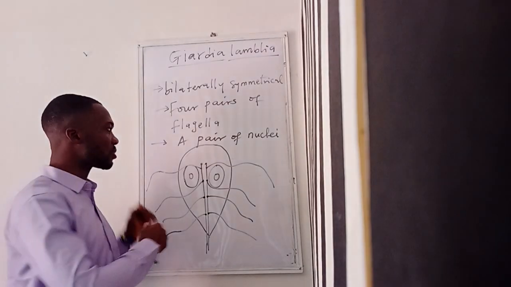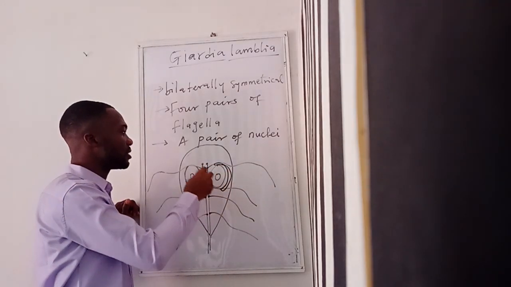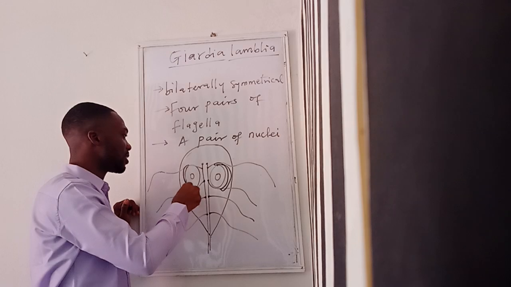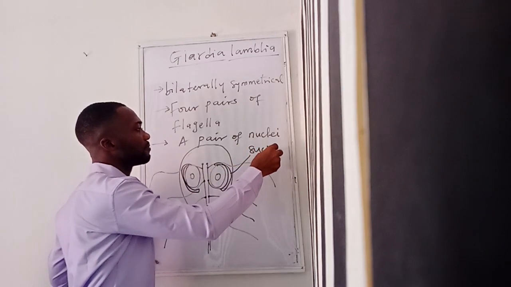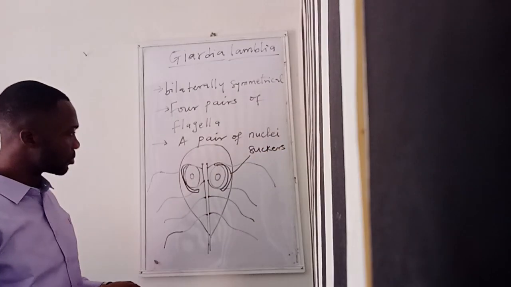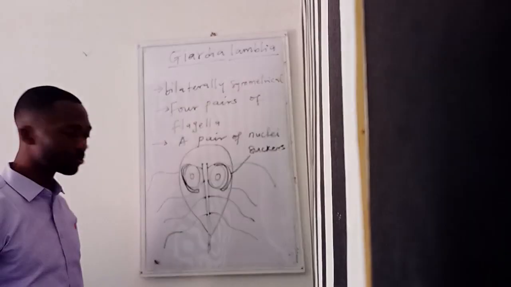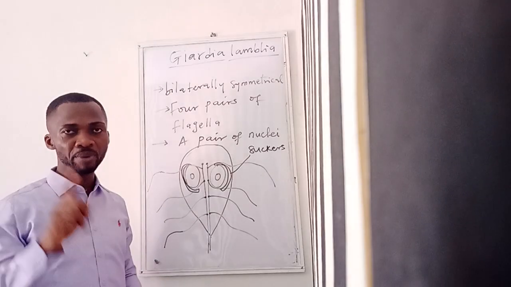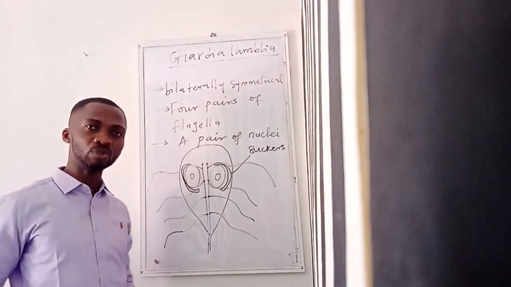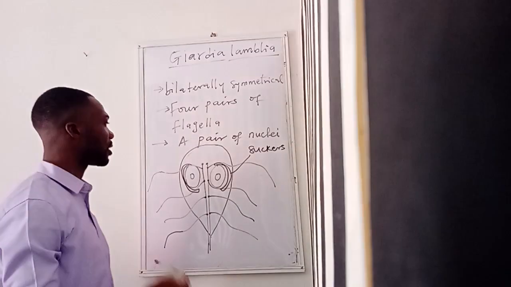They're also equipped with suckers. By this side where you see the nucleus, you see that they're equipped with suckers, and the function of these suckers is to help the parasite to cling to the wall of the small intestine where it dwells. And of course, they have a pair of nuclei. That means they have two nuclei. So this is how the trophozoite of this parasite looks. But the cyst does not look like this.